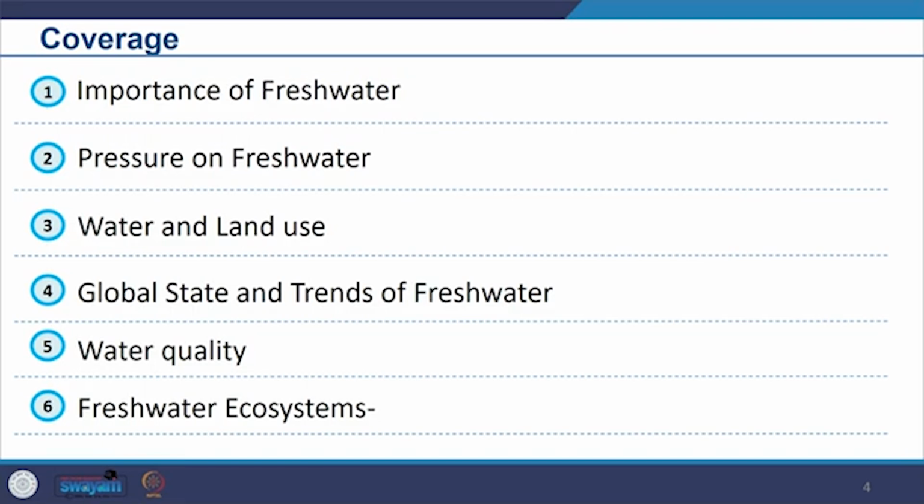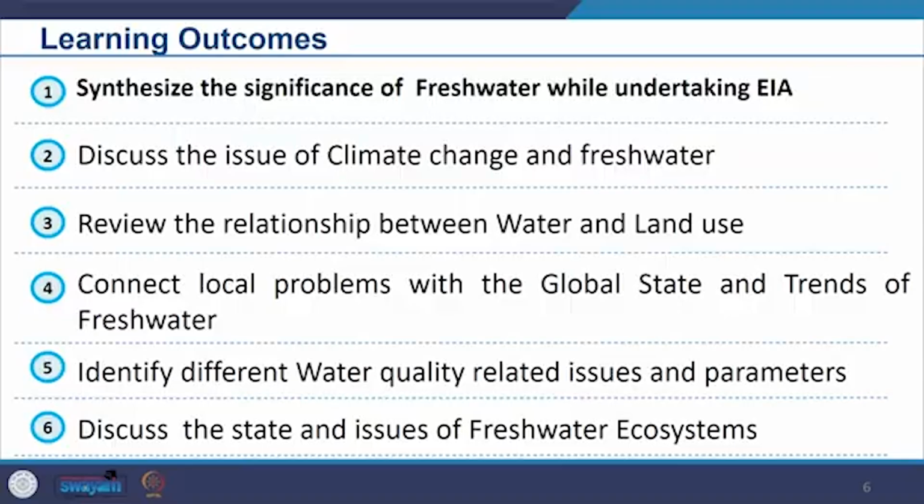Further, we'll look into water quality. What are the determinants by which we look at it? We'll look at pathogens, nutrients, sediments, and so on. Further, we'll look into freshwater ecosystems, like what is happening with the freshwater ecosystem, the loss of wetlands, biodiversity loss, and then the impact on human health and other areas.